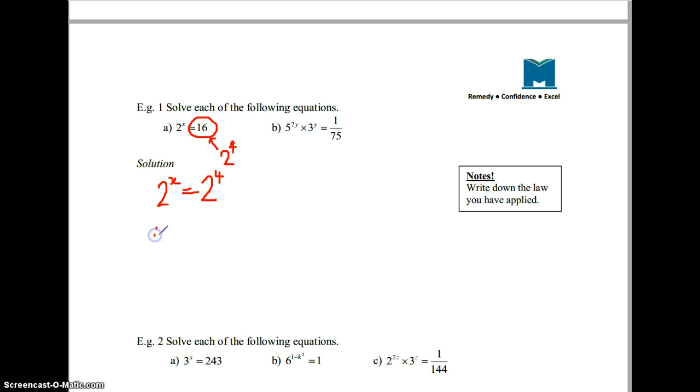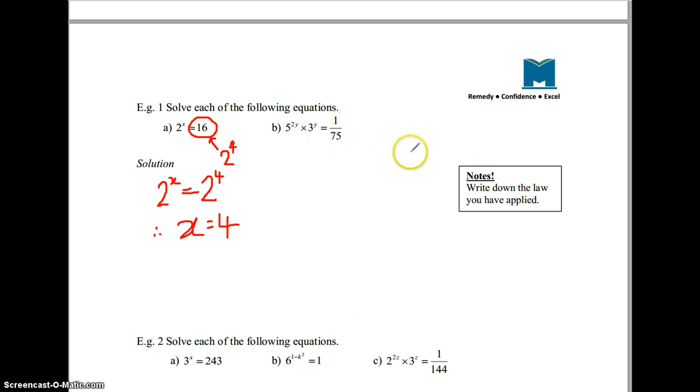Therefore x is equal to 4. Okay, now this is pretty straightforward, so you shouldn't have much of a problem doing this, I hope. Now let's look at question example 1b.